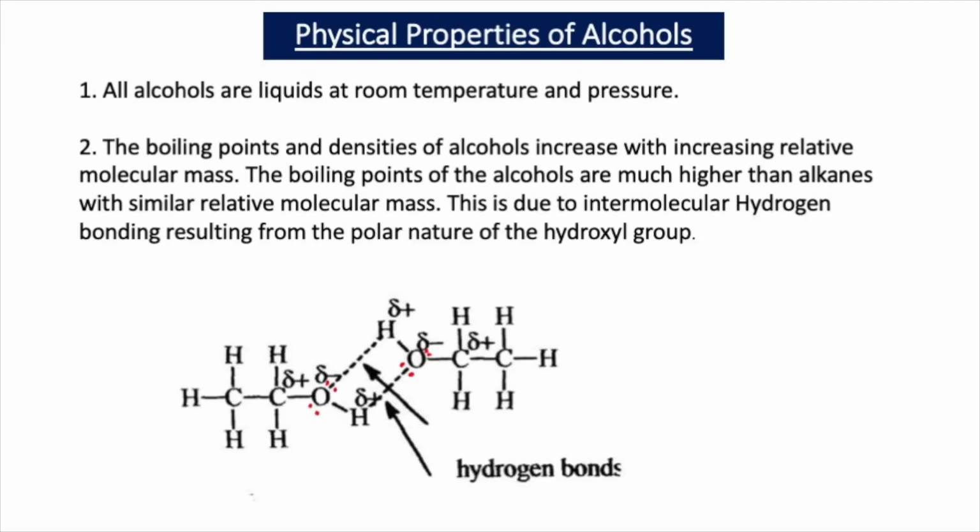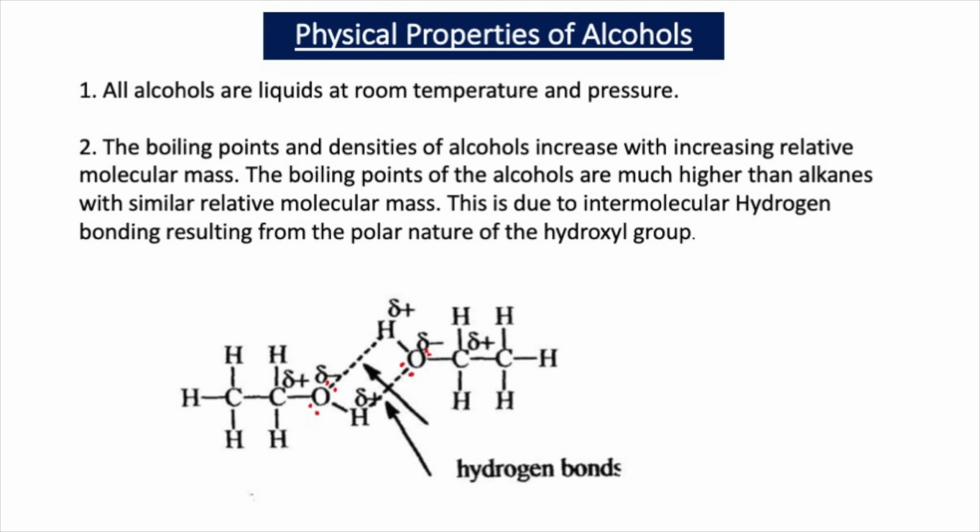In the next section of this video, we're going to look at the physical properties of alcohols. We're going to look at alcohols' boiling points and we're going to look at the solubility of alcohols. All alcohols are liquids at room temperature and pressure, and the boiling points and densities of alcohols increase with increasing relative molecular mass. So the boiling points of alcohols are much higher than alkanes with similar relative molecular mass, and this is due to the fact that alcohols have hydrogen bonds between their molecules.